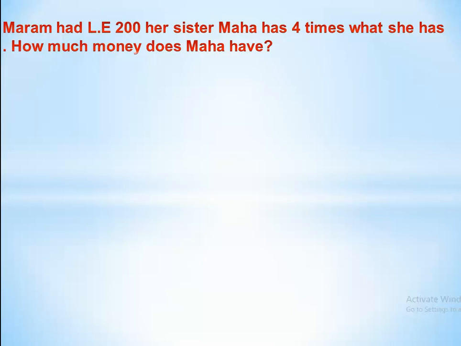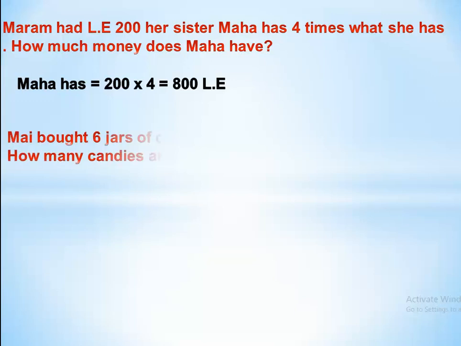Maram had LE 200. Her sister Maha has 4 times what she has. How much money does Maha have? Okay, Maram had LE 200. Her sister Maha has 4 times what she has. So Maha has 200 times 4. 200 times 4 equals 800.